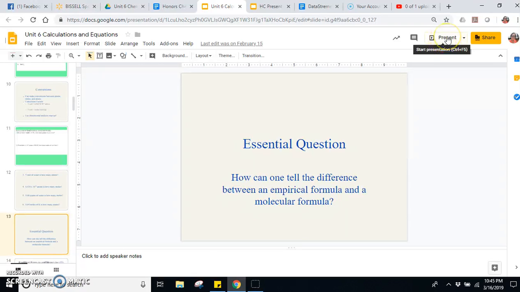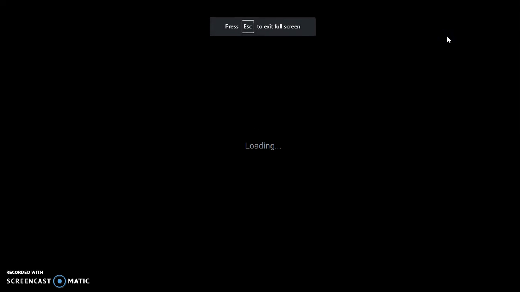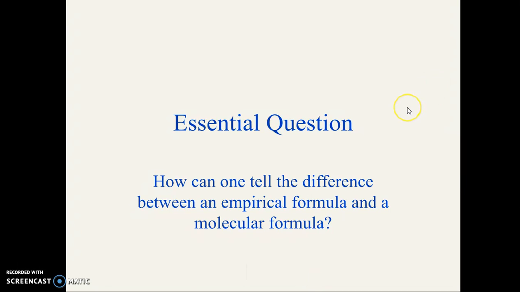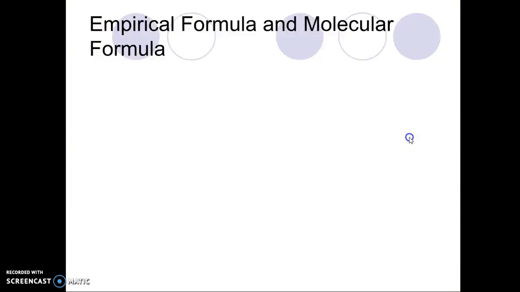All right, so this screencast is going to take you through how to tell the difference between an empirical formula and a molecular formula. You're not only going to learn how to tell the difference between them, you're also going to learn how to calculate them. There are some steps involved, and if you follow the steps, it makes it really easy each and every time.